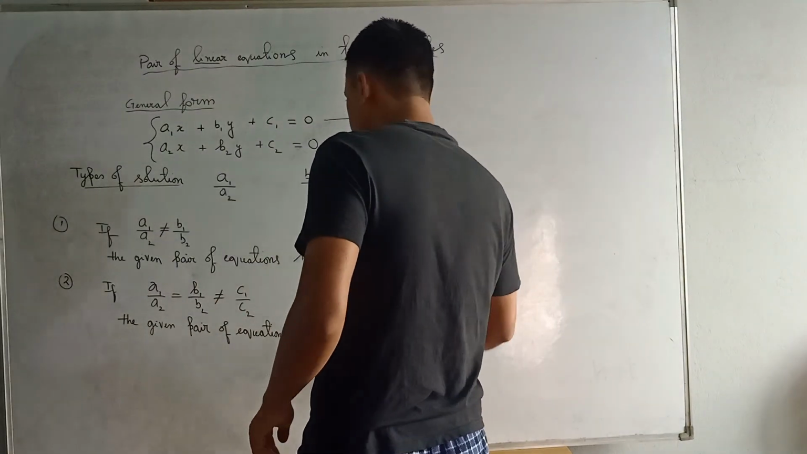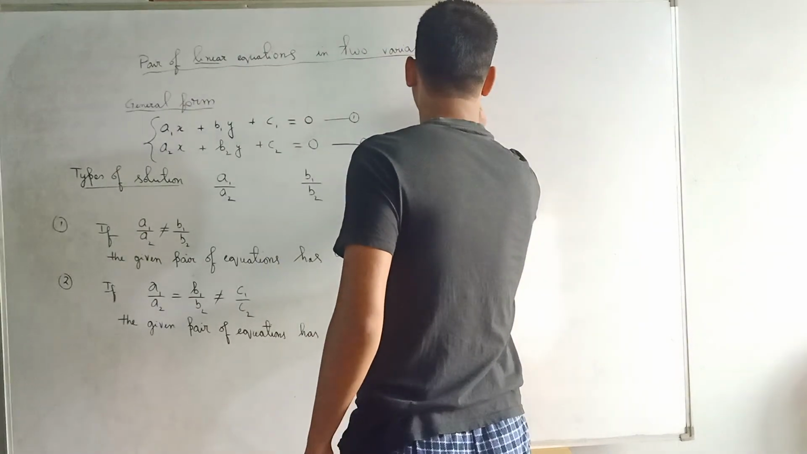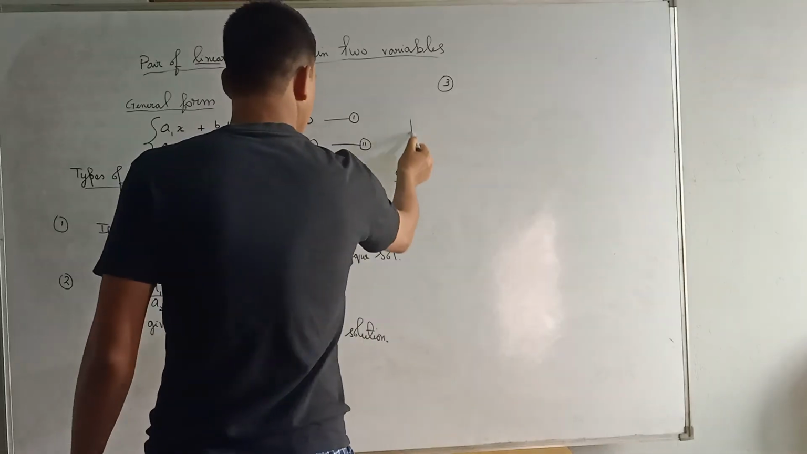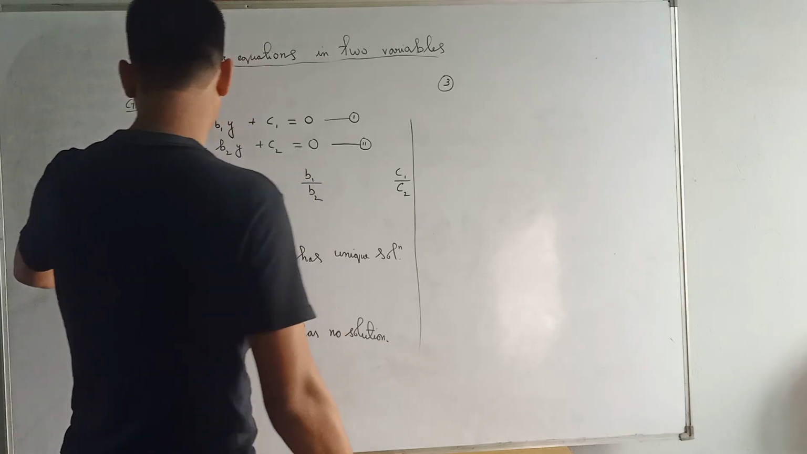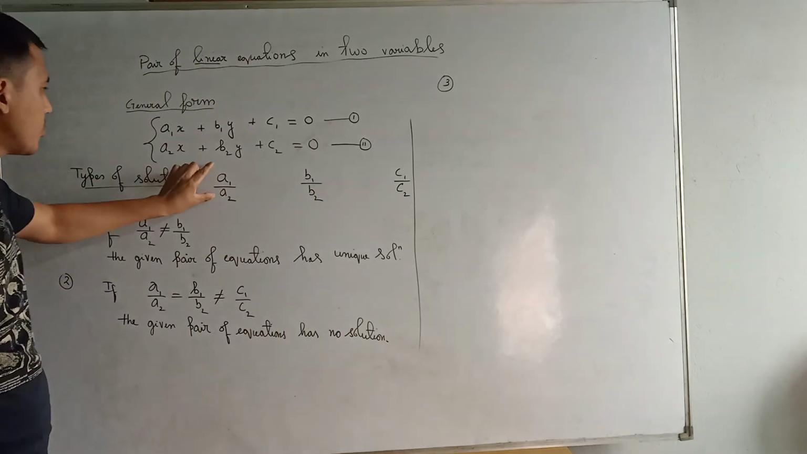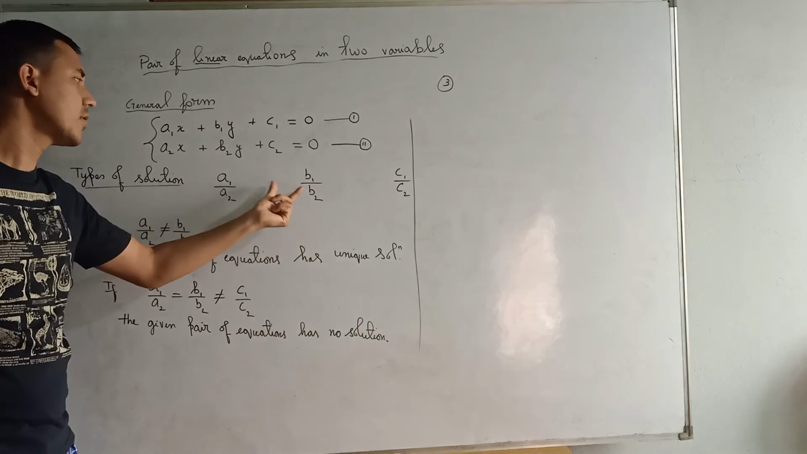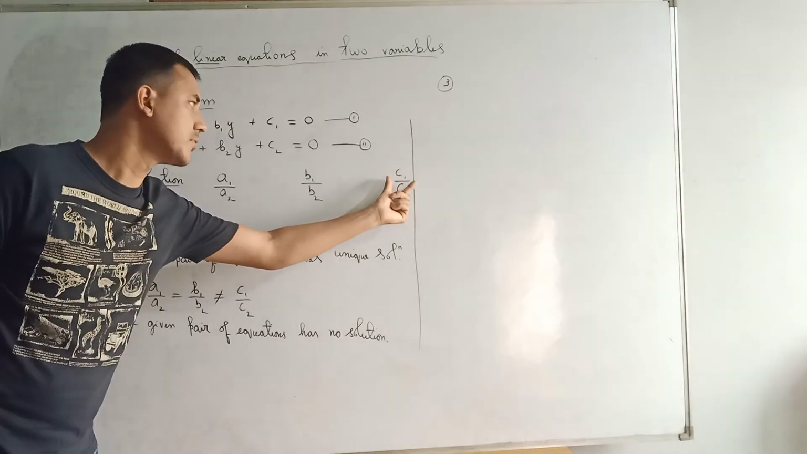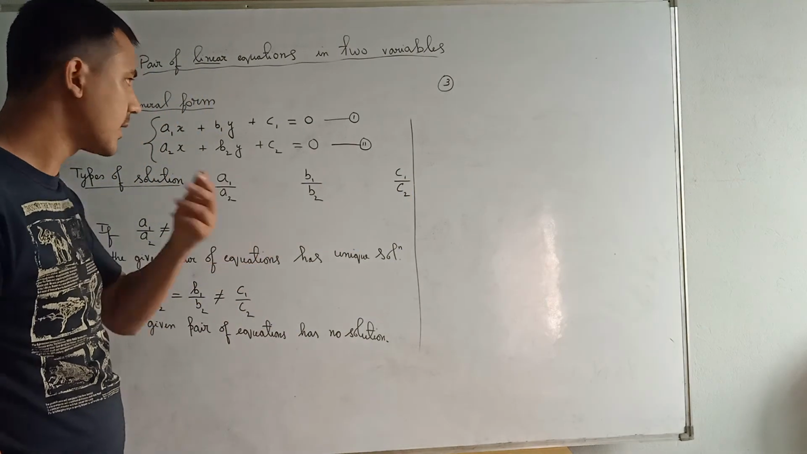The third one has three types. Third one, what is it? The first two are not equal, or next, these two are equal but not equal to this. Third one should be, what is the third possibility?